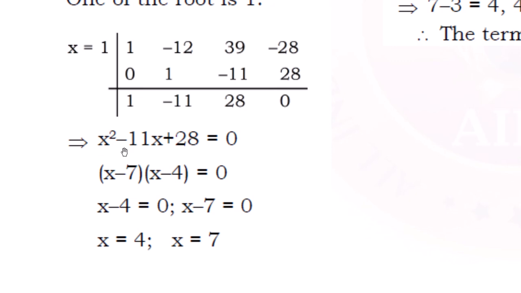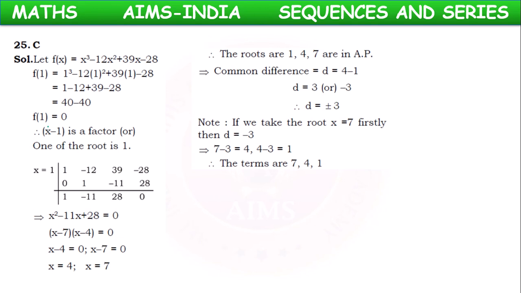So we can take common. After factorization, we will get x minus 7, x minus 4 equal to 0, or x equal to 4, x equal to 7. Like this, we have got three roots. One is x equal to 1, another one is x equal to 4, third one is x equal to 7. Now they have given these three roots are in AP. 1, 4, 7 are in AP. And their common difference is T2 minus T1, 4 minus 1 equal to 3.